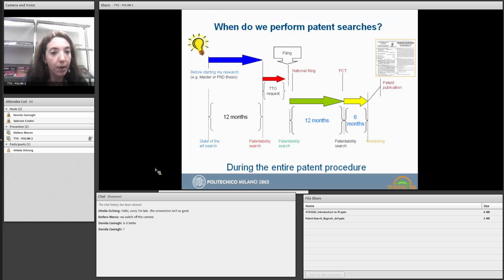So basically, we perform patent searches during the entire patent procedure to monitor if there is something in the state of the art, because when I start searching the first time, maybe I can miss some patents, because we have a period of 18 months in which the patent is not published. So I need to perform several patent searches during the entire procedure.